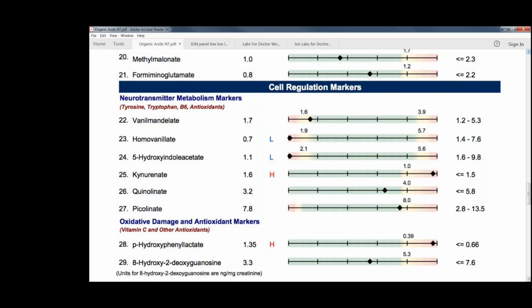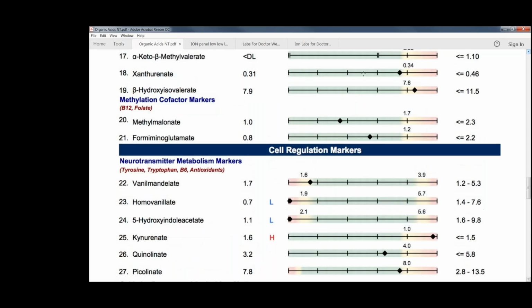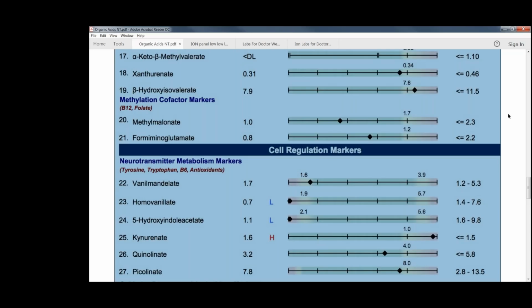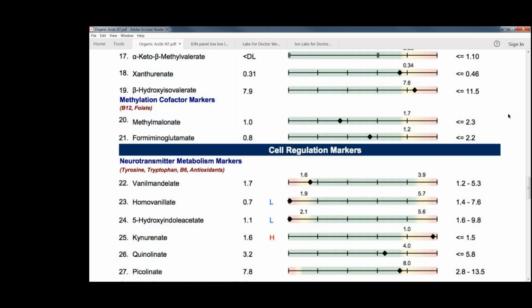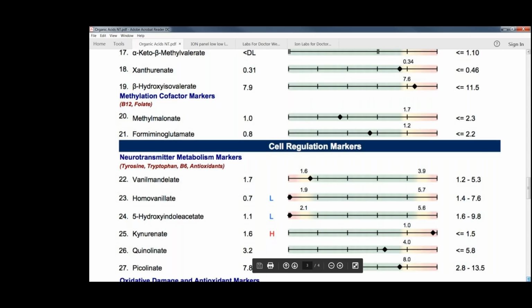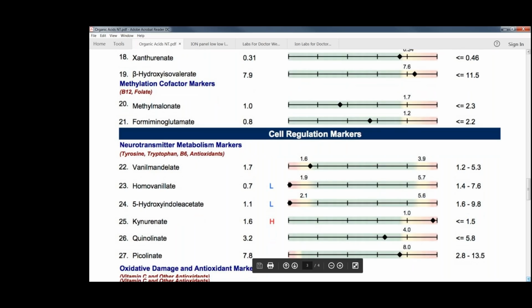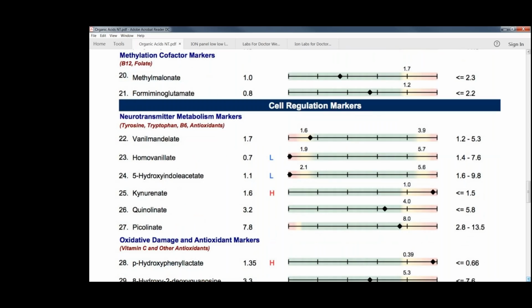So in this case, the kynurenate is high. So the first thing we do is look at the xanthuronate and see if it's high, then we know there's a B6 problem. This one's borderline elevated, so it could be a B6 problem. And then we're also looking to see what's happening with the other brain inflammation markers, the quinolinate and picolinate. In this case, it's kind of borderline, but the kynurenate is clearly high. The quinolinate and picolinate are in the high end of normal.